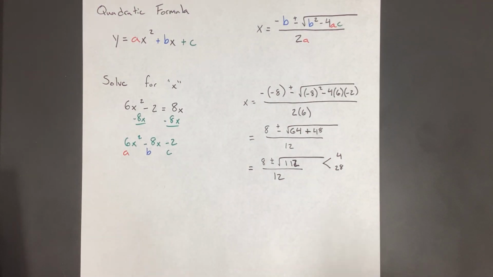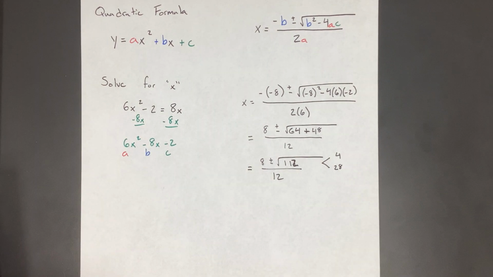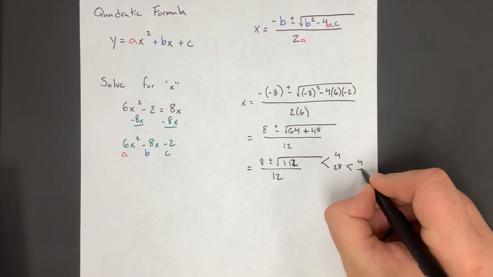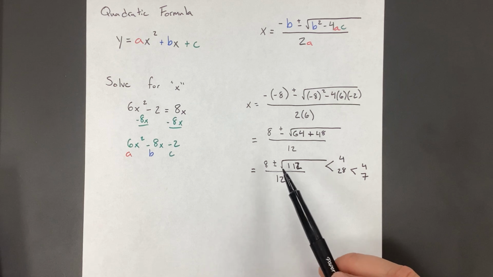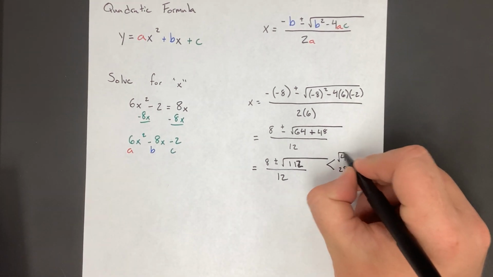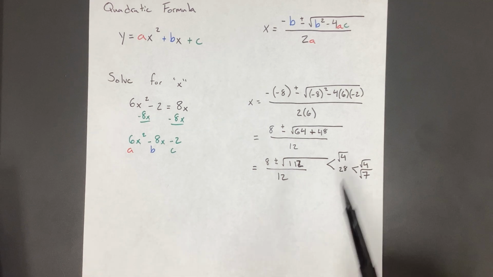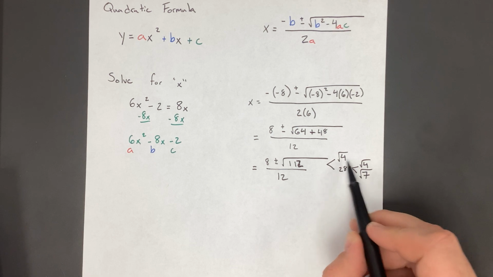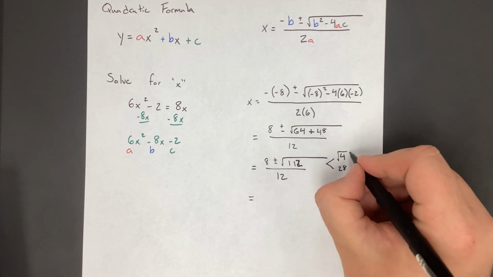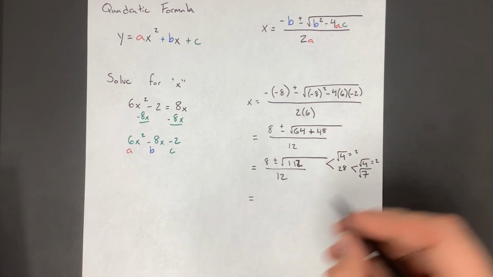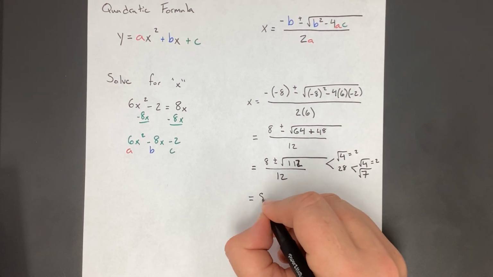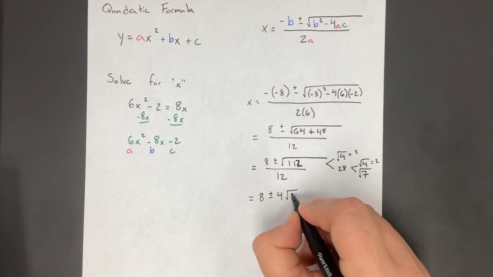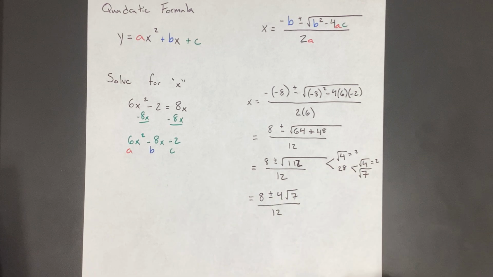Okay, and then 28 is also divisible by 4. So we know 28 would be 4 and 7. So really we can think of 112 as the square root of 4 times square root of 4 times square root of 7. Because 4 times 4 times 7 will give us 112. And since 4 is a perfect square, that means this is going to be 2, 2, and the square root of 7 is going to stay underneath there. So I have 8 plus or minus 2 times 2 would be 4, square root of 7 over 12.